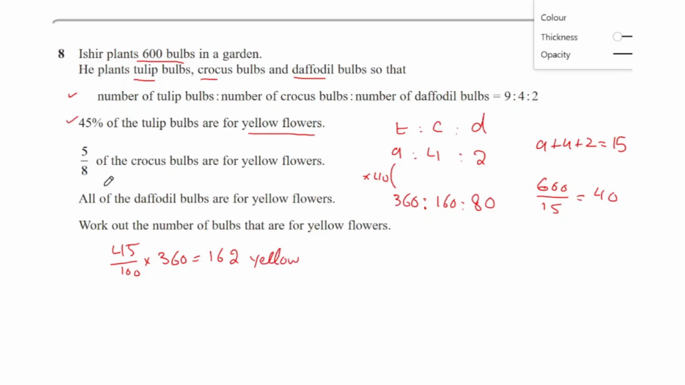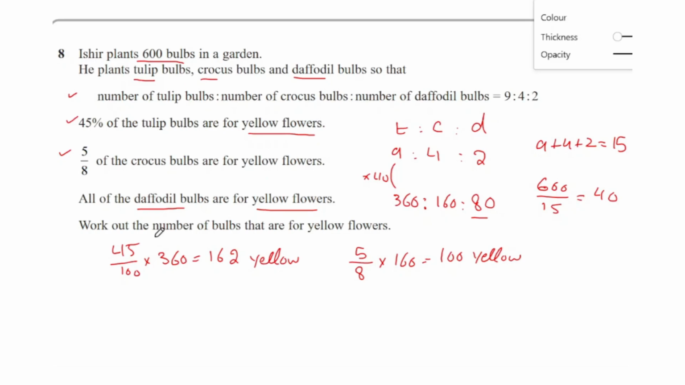Now we're going to look at the next part. 5/8 of the crocus bulbs are for yellow. So 5 over 8 times how many there are? 160. If you multiply this, we will get 100 yellow flowers. So now we have the next part. All of the daffodil bulbs are for yellow flowers. How many daffodils are there? 80.